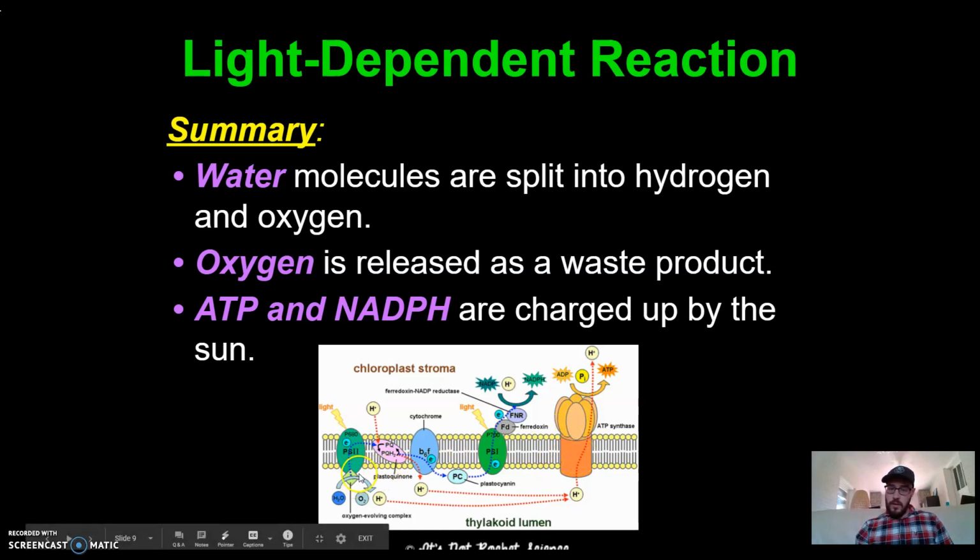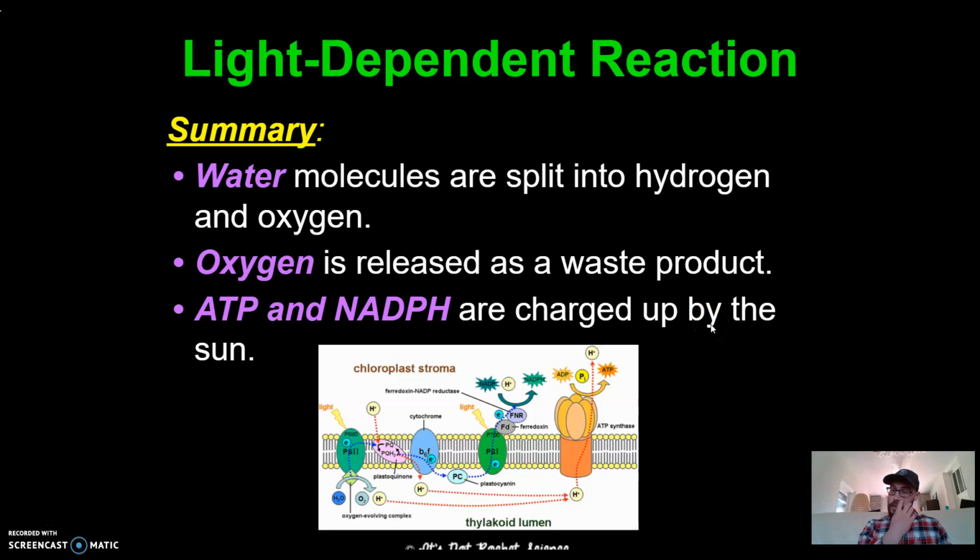So I'll go through it all real quick again. Light splits water, the electron makes NADPH out of H and NADP plus. The hydrogen from our split water goes over here and basically turns a turbine, just like in a dam, and makes ATP. That's what you really need to know about the light dependent reaction.